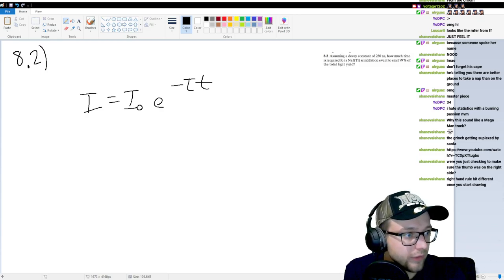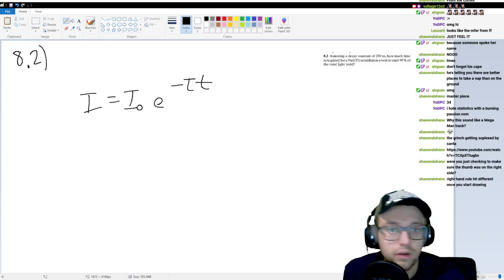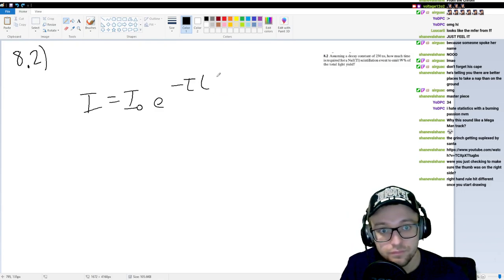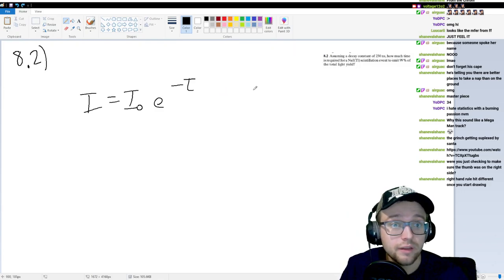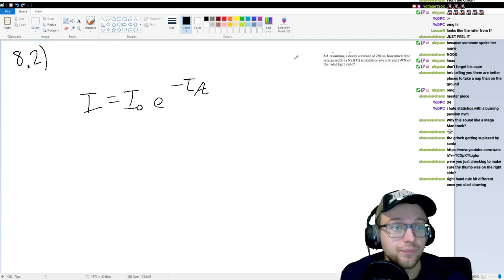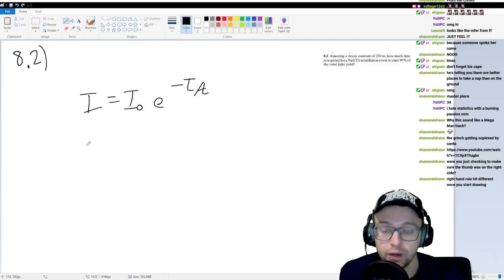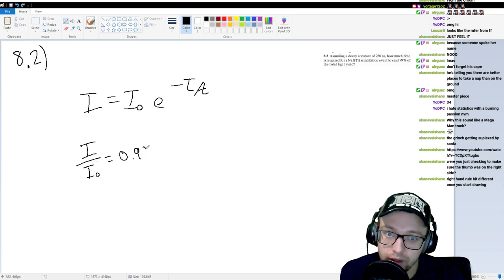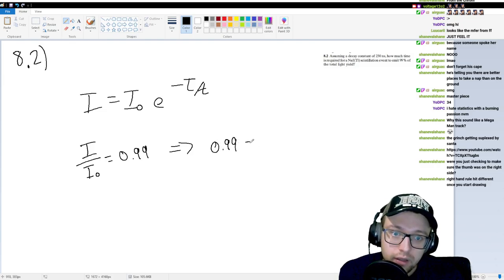Because it's light yield. No, it's this. Yeah, because the decay constant is in nanoseconds, so it needs to be divided by that. Okay, so how much time? Really easy. Okay, so I over I naught will equal 0.99. So we have 0.99 equals e to the minus t over tau.